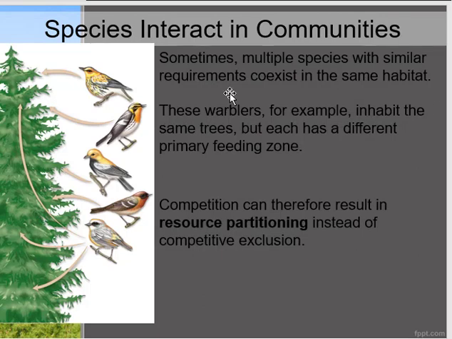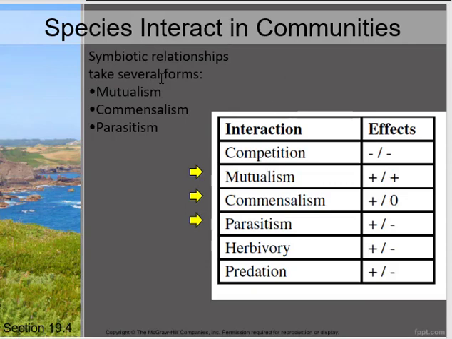Resource partitioning. Birds are fascinating in that they might all use the same resource, but they use them at different levels within the trees. Okay, they are restricted to certain sections in the trees. Symbiotic relationships: mutualism, commensalism, and parasitism.